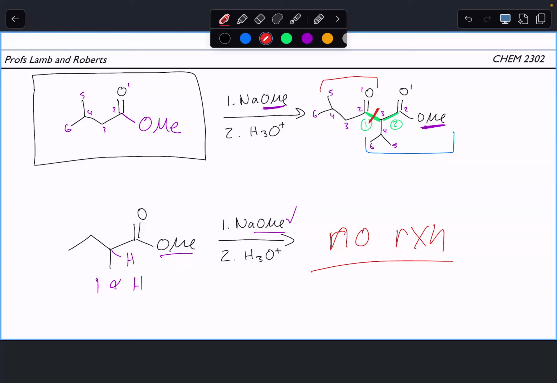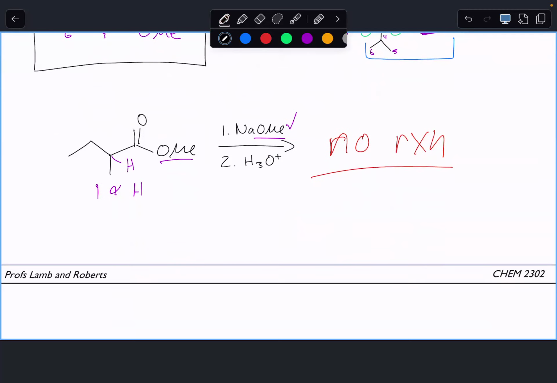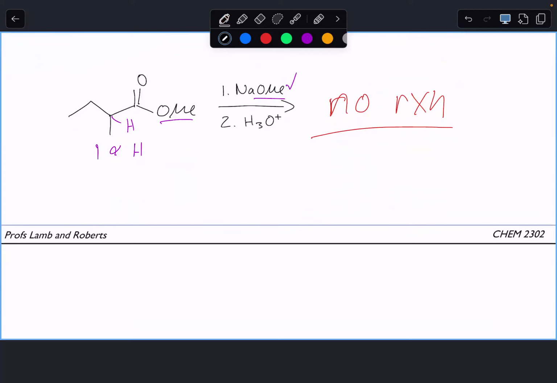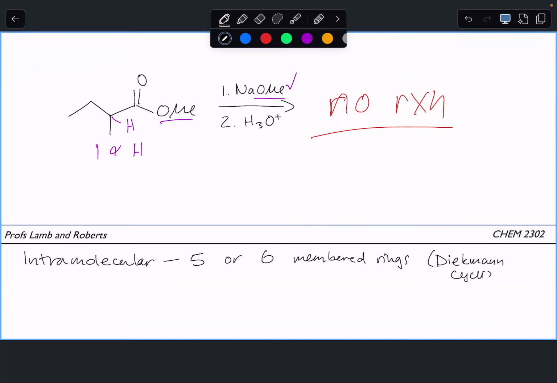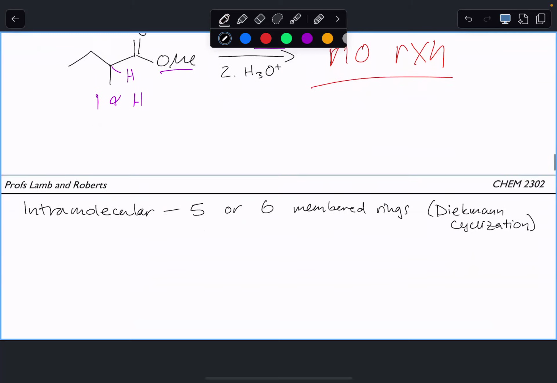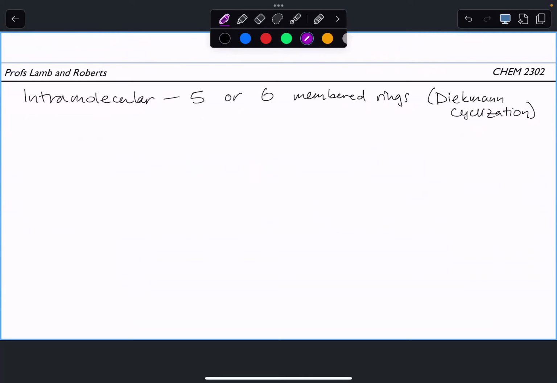All right, let's do some variants on this. So again, this is the reaction. We're just now doing different versions of this reaction. So again, if you want to do it intramolecular, you can do it if you can make 5 or 6 membered rings. For some reason, the intramolecular version has a different name. So if you see the Dieckmann cyclization, that just means that it's an intramolecular Claisen condensation. I don't know why it has a different name, but it does. So that's the intramolecular variant. So let's give an example.